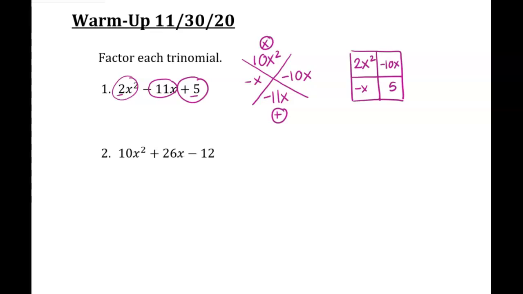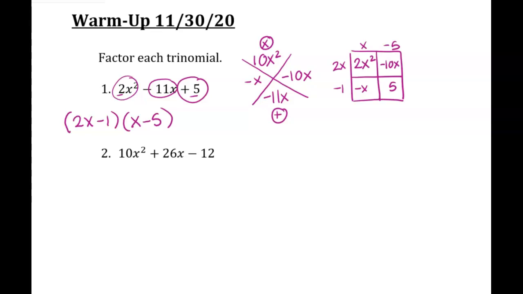So now we find our GCFs. So that's 2x, x, negative 5, negative 1. To make sure we're good, I'm going to go backwards. 2x times x is 2x squared. Negative 1 times x is negative x. Negative 1 times negative 5 is 5. 2x times negative 5 is negative 10x. So we did do the GCFs correctly. So then our factored form is 2x minus 1 times x minus 5.